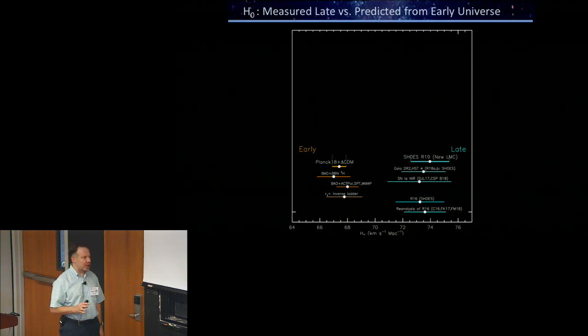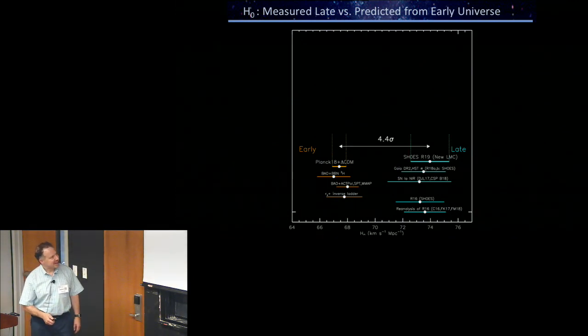One fair question to ask is, do you have to assume anything about the number of neutrinos? If you do, you're on the early side. If you are like, what? You're on the late side.